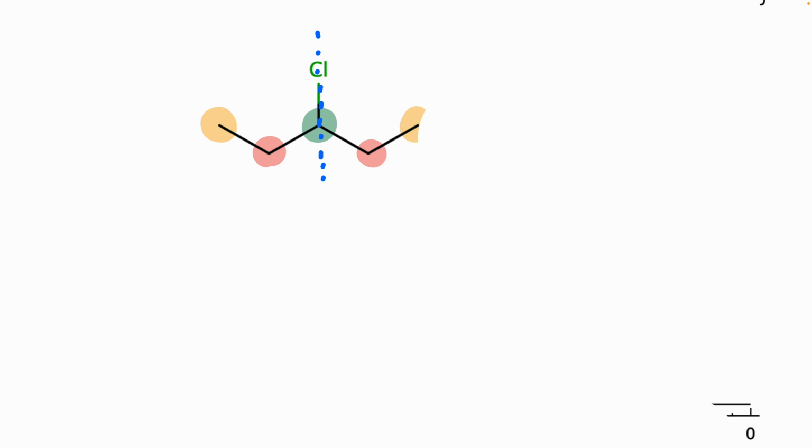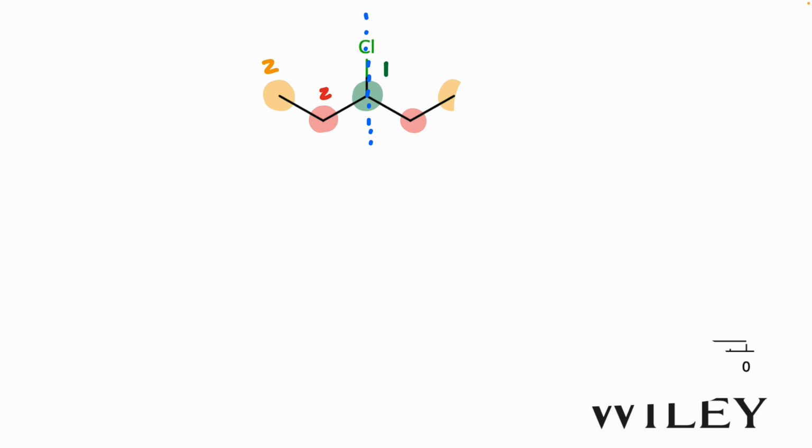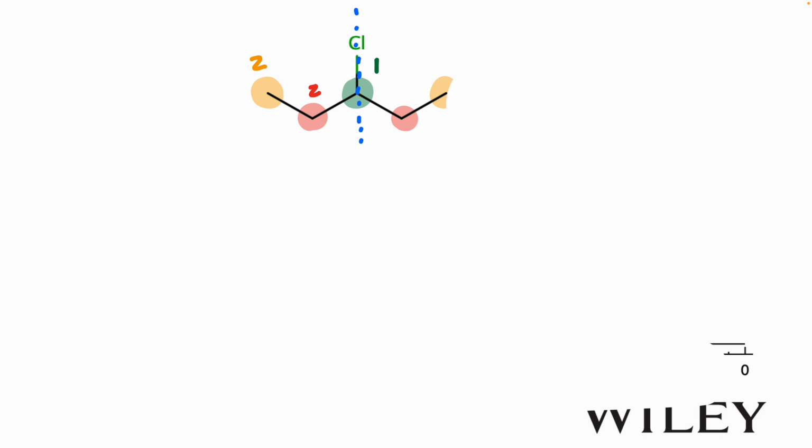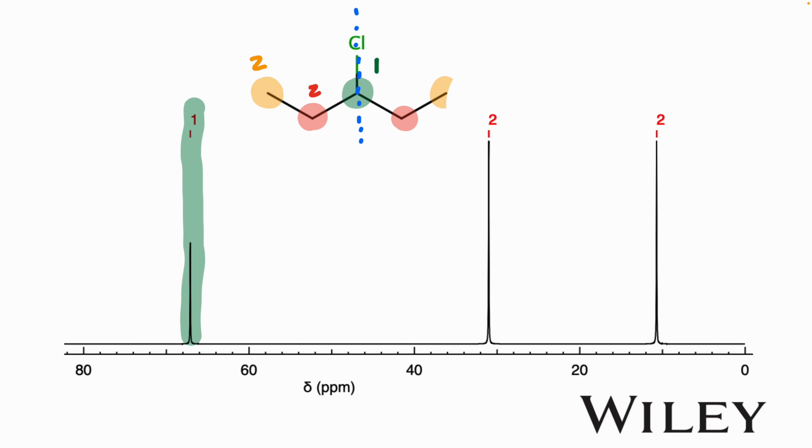All right, what would be the integration of that orange group? 2. What about that red group? 2, and then that green group? Just 1. All right, and which peak would we expect to see furthest downfield? What color? Our green one, bound to that heteroatom, right? So let's see. Here's our spectrum. Integration of 2, integration of 2, and yes, we can tell this one all the way downfield, with our integration of 1, corresponds to that green peak.